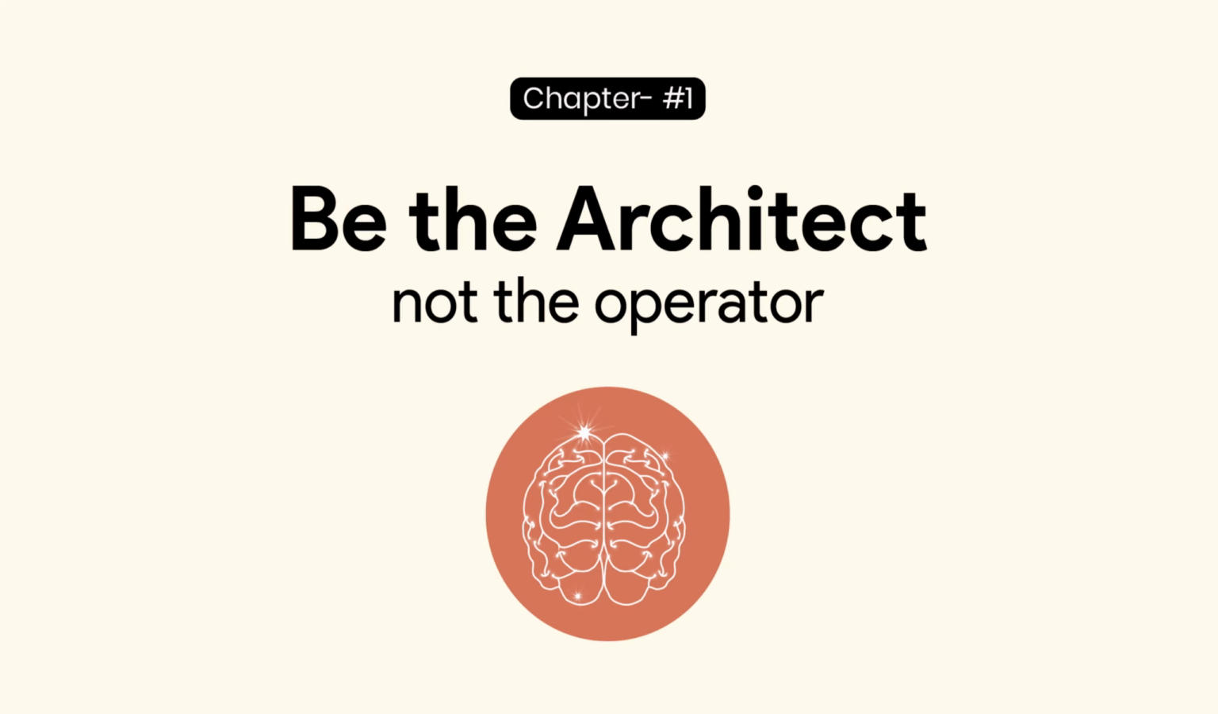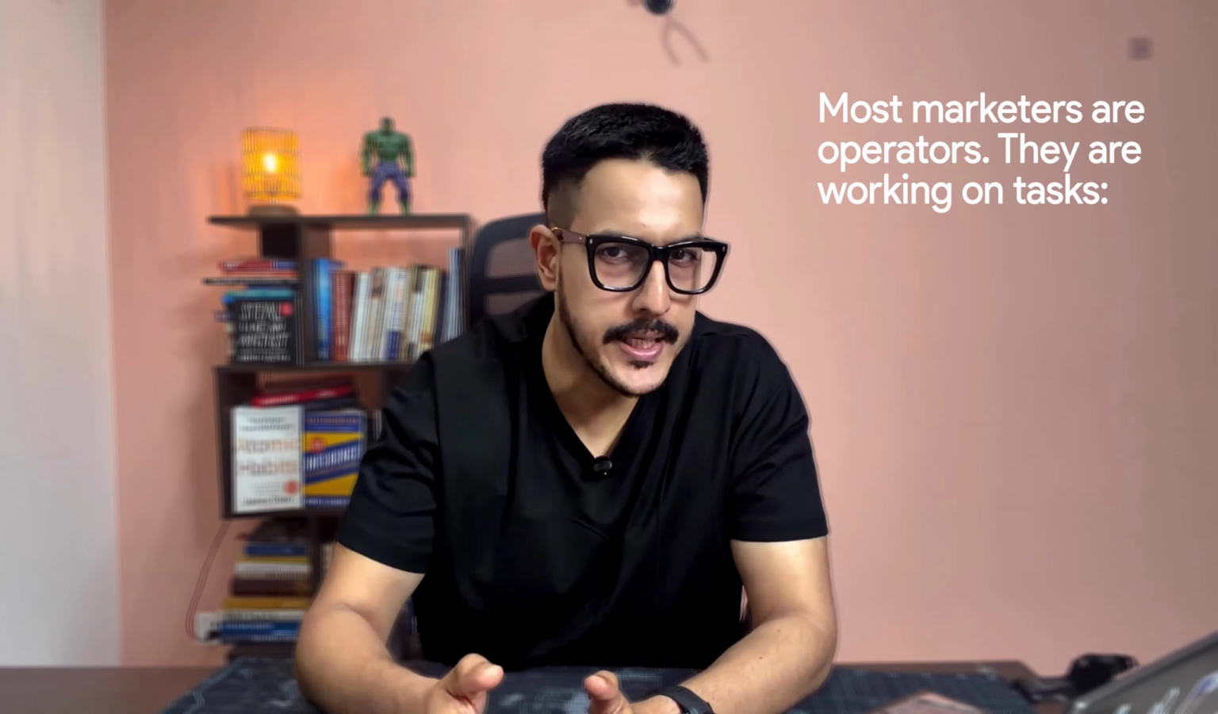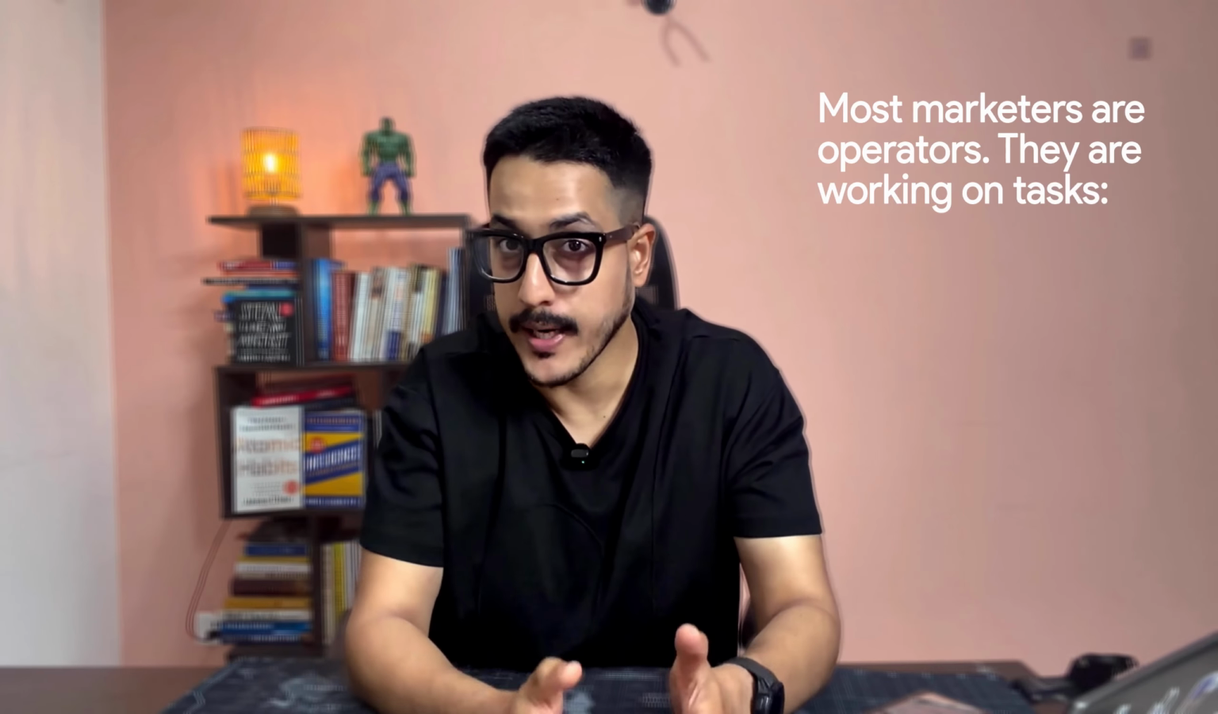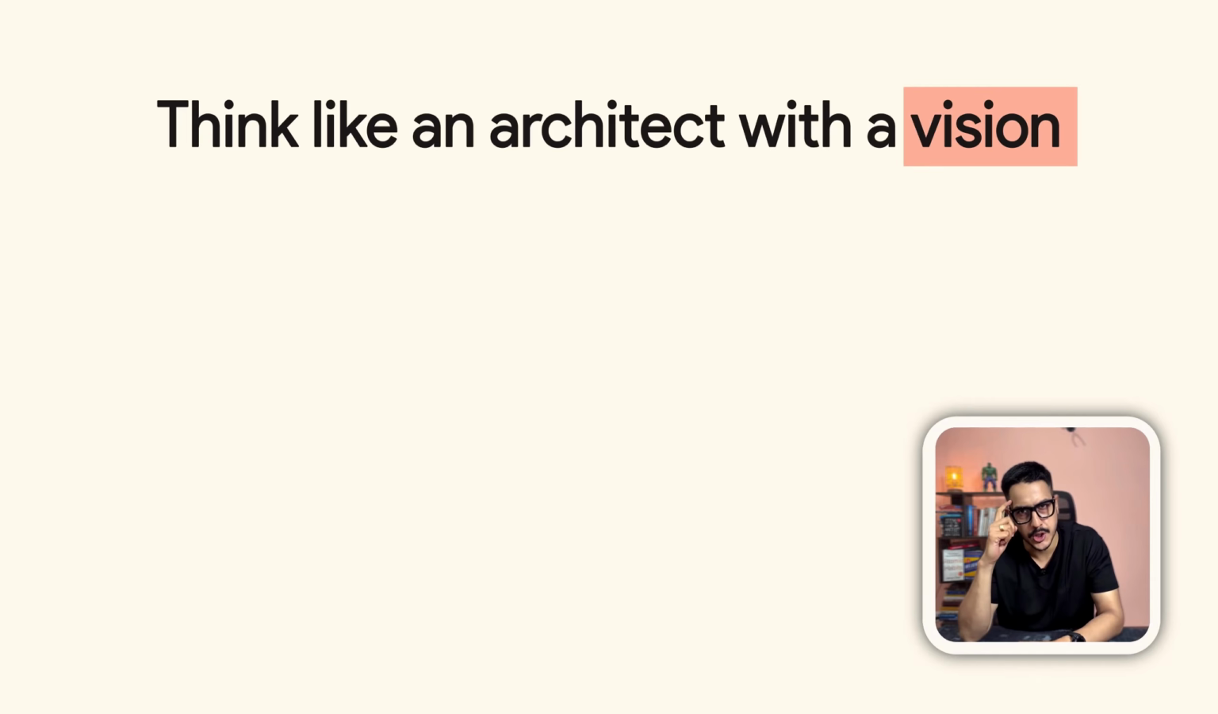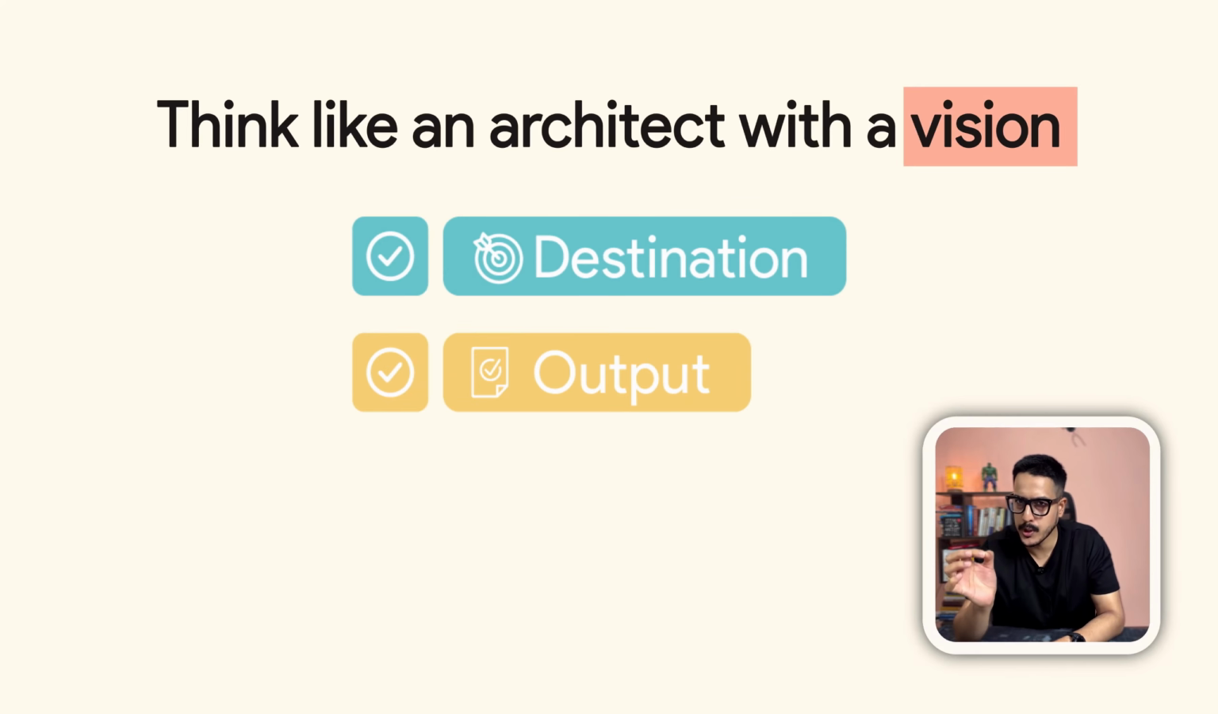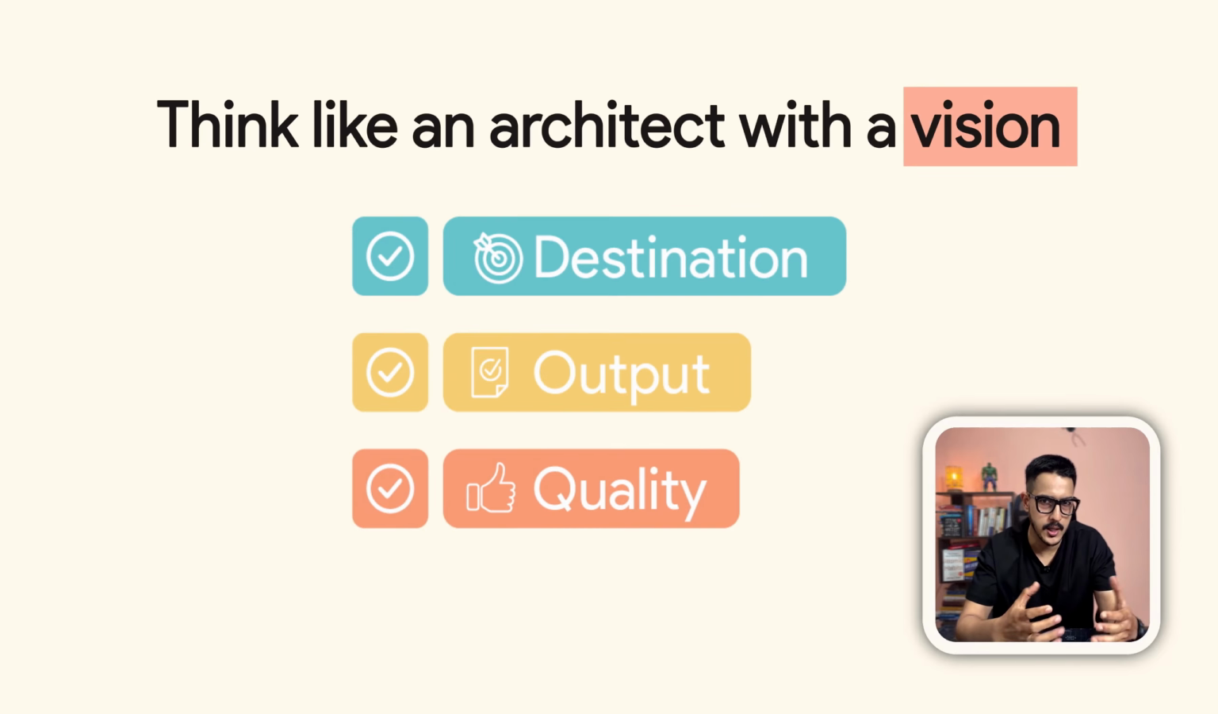Now, the first thing is about being an architect and not an operator. Let me explain this. Most marketers are operators. They are operating on a task. They're doing a task, writing a post, making an ad, making a landing page, making a creative. These are all tasks. But an architect is somebody who has the vision, who knows the destination, who knows the output they want to create, who knows the quality of the output. With AI in the picture, you want to be the architect, not the operator. So you have to be the visionary, the person who thinks where we're going with this campaign, whereas AI does the work for you. It's more of a mindset shift.